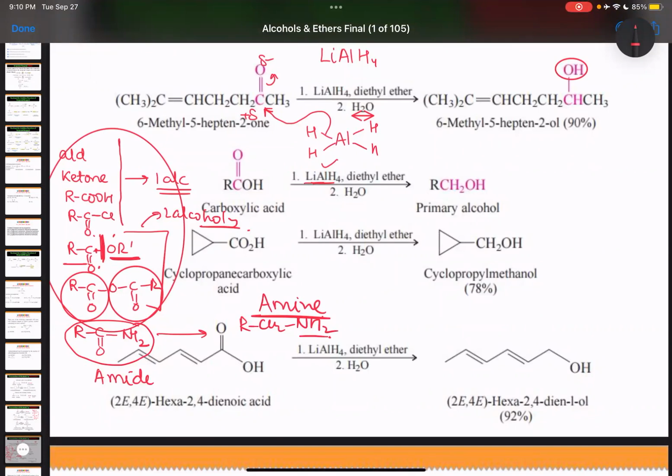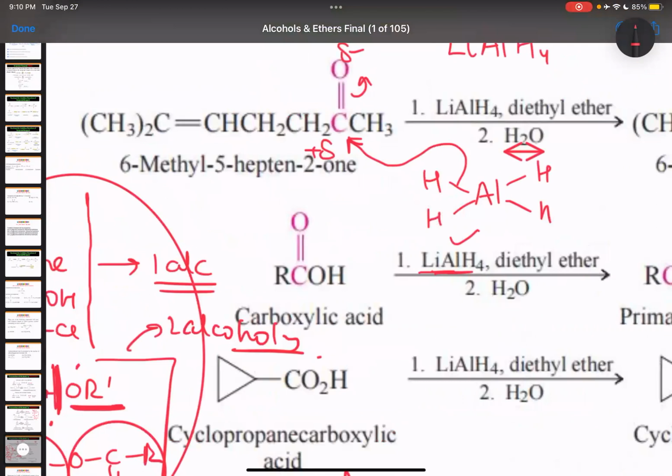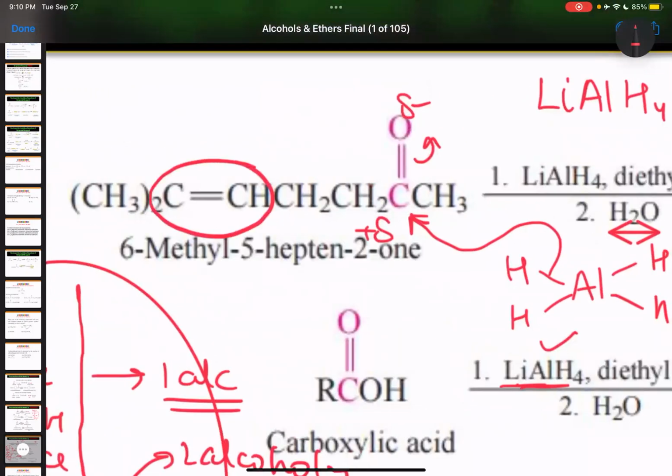Clear? But LiAlH4 or NaBH4 will not reduce the carbon-carbon double bond. Why? Why are they not reduced? Sir, because it is sp2 hybridized, more stable. But this is also a double bond.